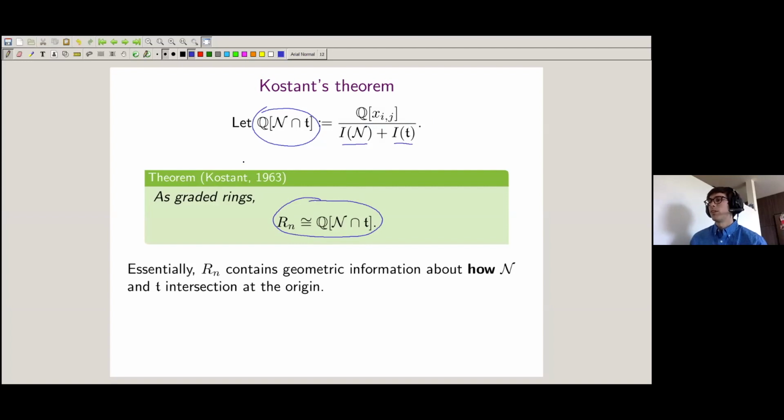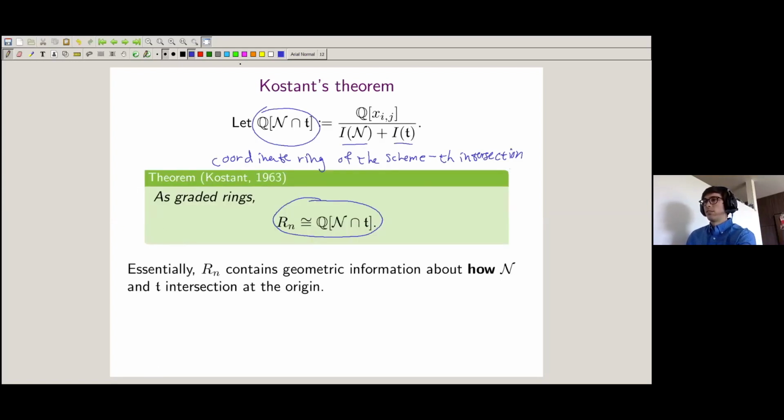Another name for this is the coordinate ring of the scheme-theoretic intersection. Okay. And essentially this is saying that Rn is really encoding geometric information about how those two varieties are intersecting at the origin.